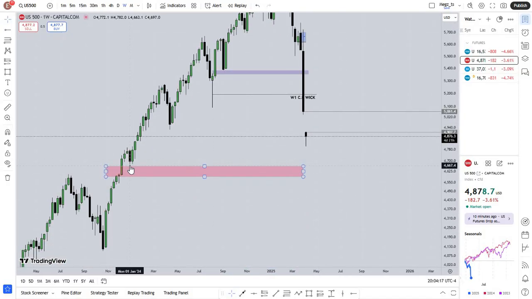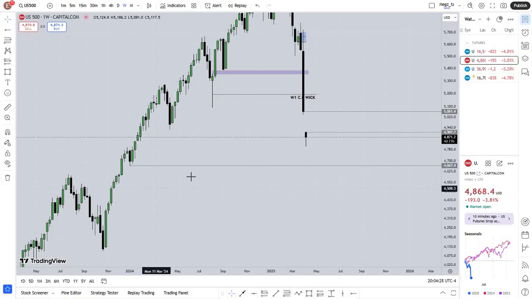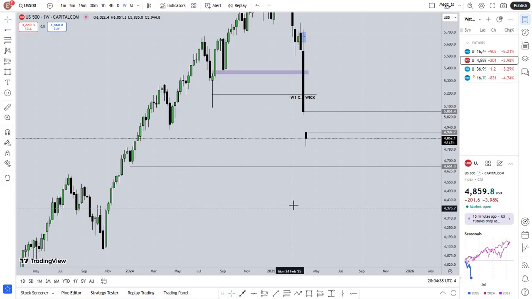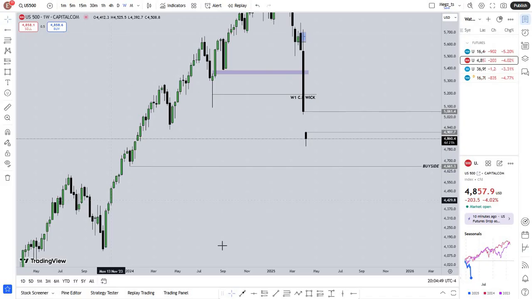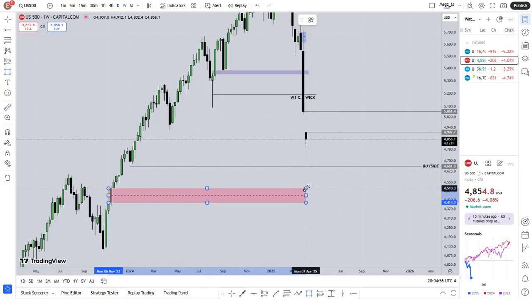But I like this low. I'm looking at this low as a draw on liquidity. Let me mark it out. I'll just give you a rough price around 4,661, our first buy side liquidity. Then I'm looking lower also into this inefficiency right here. So I'm looking at 4,510.3 as also a draw on liquidity on the US 500.